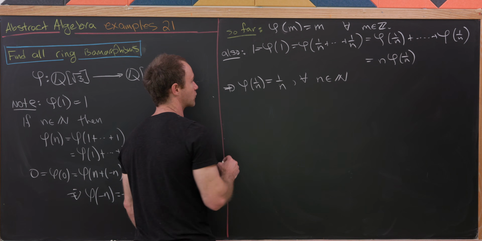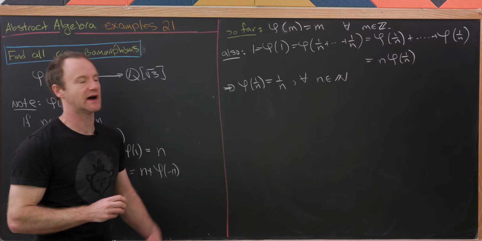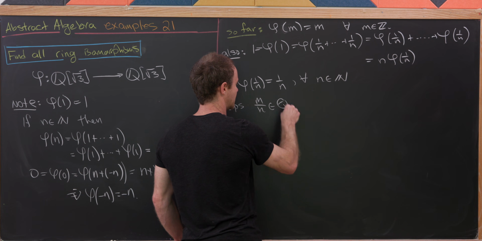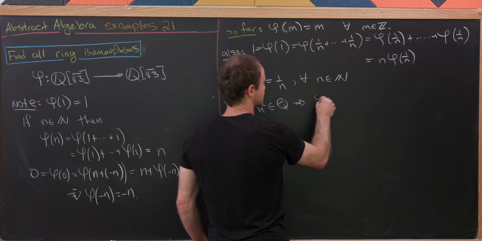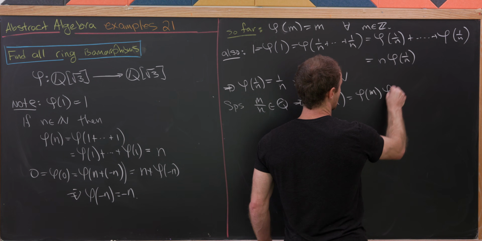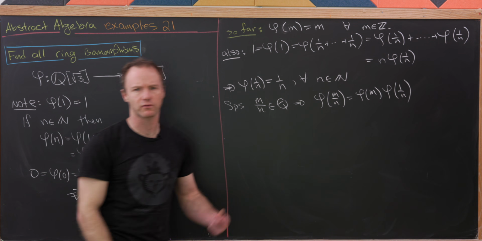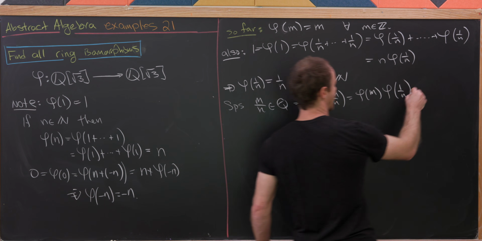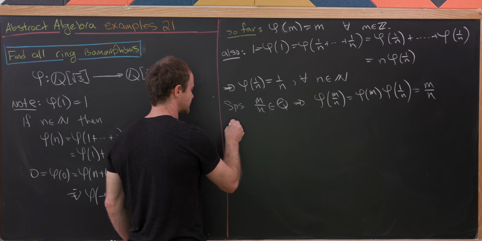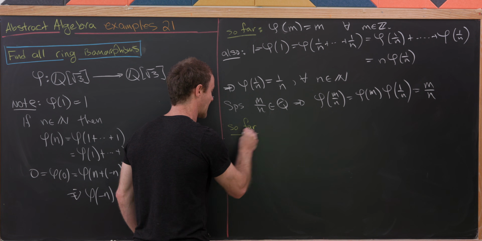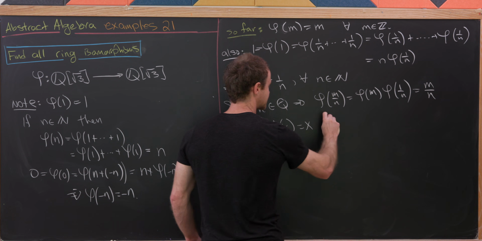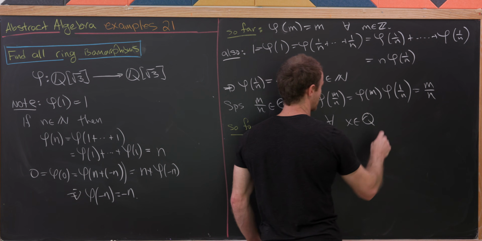Now let's notice for all rational numbers, this function also has to be the identity function. So let's suppose that m over n is an element of Q. But now let's look at phi of m over n, which is the same thing as phi of m times phi of 1 over n, because we have a ring homomorphism here. But by our previous parts, that's equal to m over n. So let's see where we are so far. So far we have phi of x equals x for all x in the rational numbers.